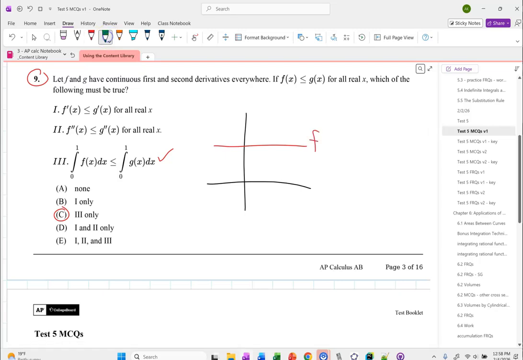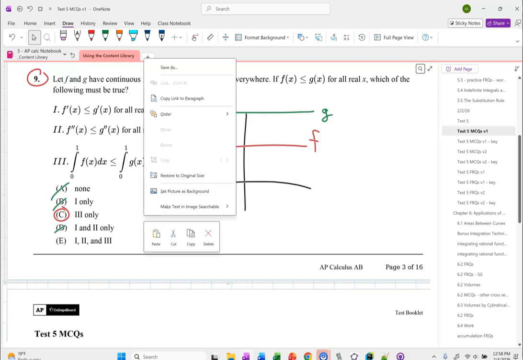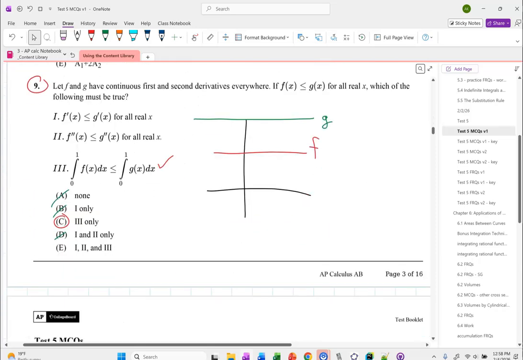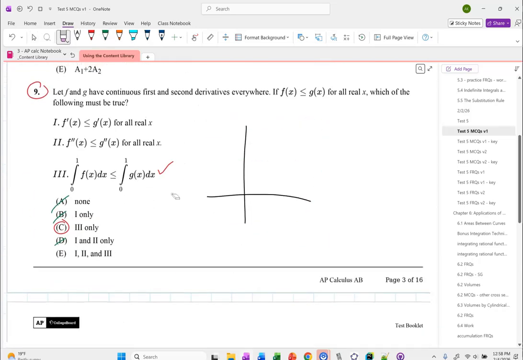So here's a function f. Here's a function g that's always above it. The area under g will always be bigger than the area under f. Would you agree? Because that's what an integral means. So that narrows us down to E or C, right? So we just need to check to see if either of these two properties hold, because then we know it's got to be E or C, right? Which of the two would be the easier one to check? The first derivative or second derivative?